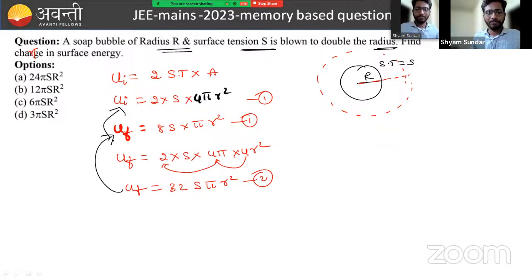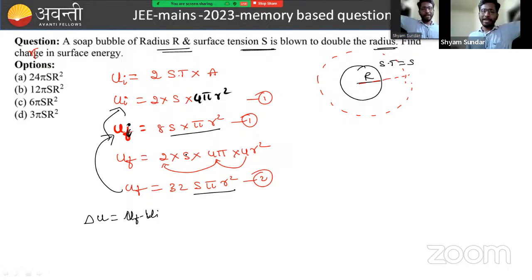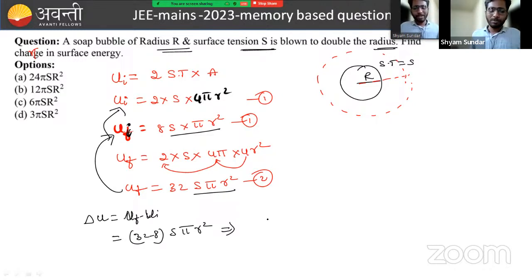Not here. This is the initial energy only. Right? This is the initial energy, 8 S pi r square. This is 32 S pi r square. They're asking the change in energy. Change in energy is nothing but final energy minus initial energy. In both terms, S pi r square is common. Final energy 32 minus 8. Okay, 32 minus 8 S pi r square. Right? 32 minus 8 is nothing but 24 pi S r square. This is the correct answer. Hence, option B.